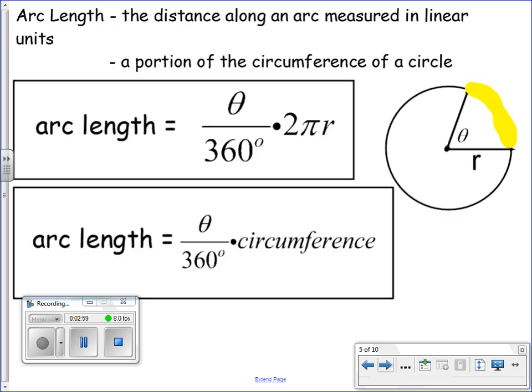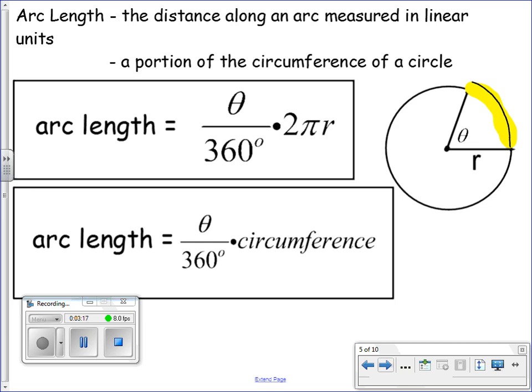Next, we're going to talk about arc length. And arc length is the distance along an arc measured in linear units, and it's a portion of the circumference of a circle. We can kind of see this highlighted here in yellow. That is the arc length. That's what we are going to be searching for.